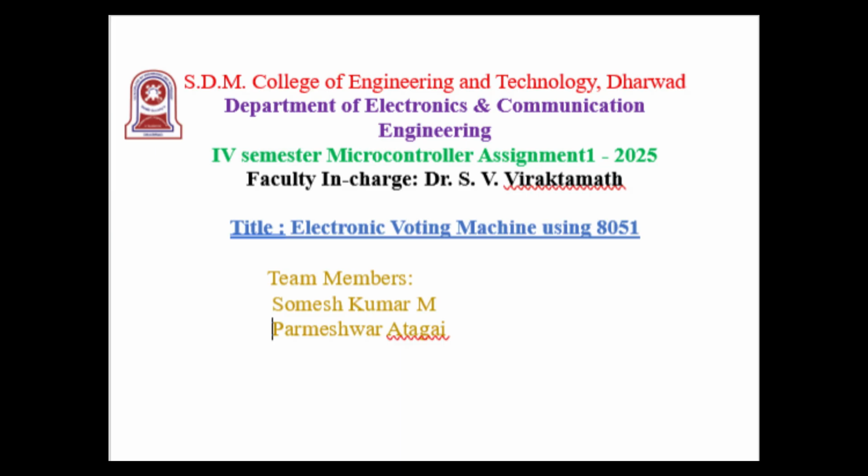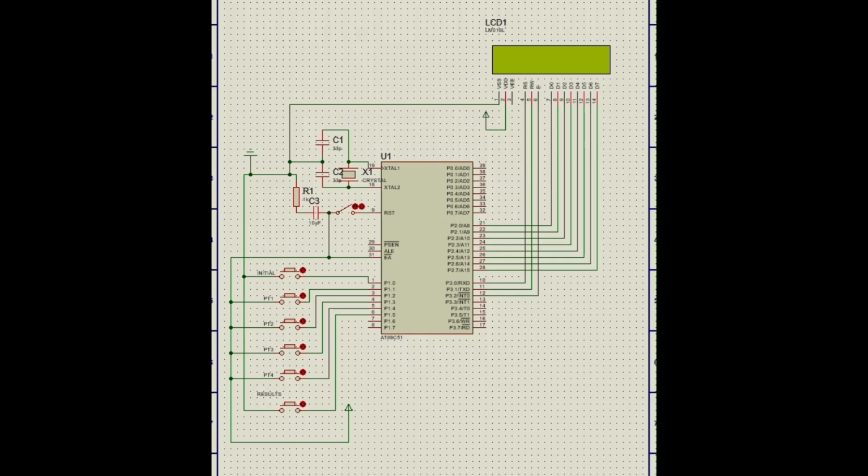Hello everyone, this is Somesh with my teammate Parameshwar. Our topic is about an electronic voting machine. An electronic voting machine (EVM) is a hardware device used to record votes electronically instead of using paper ballots. It ensures faster counting, accurate results, and avoids the hassle of manual voting. This is the schematic representation.